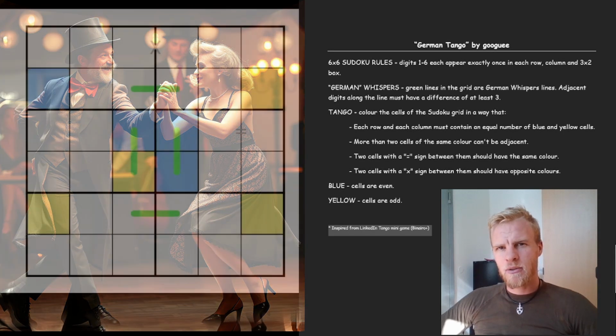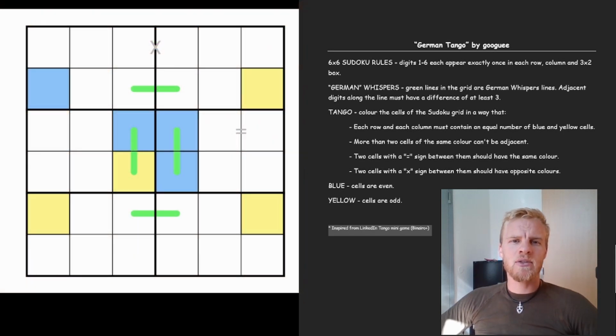The rule set is as follows. 6 times 6 Sudoku rules apply, so place the digits 1 to 6 exactly once in each column, row, and 3 by 2 box. With German whispers line, the green lines are German whispers, but now adjacent digits along the line must have a difference of at least 3.